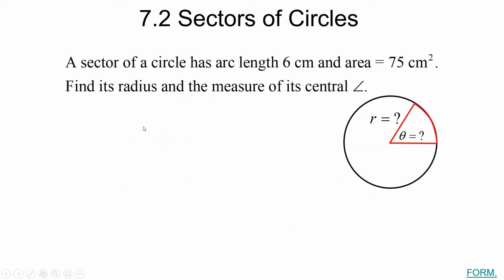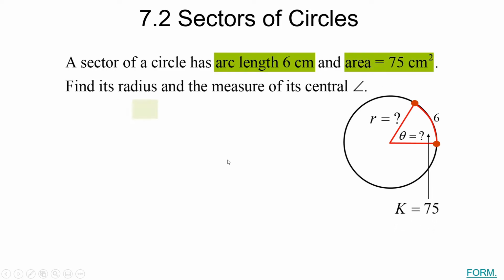All right, so a sector of a circle has an arc length 6 centimeters. Let's put that in our diagram right there. And an area of 75 square centimeters. And there's our 75 right there. Okay, find its radius and the measure of its central angle. All right, so we can use one of our formulas, and let's think about what we have here. We have an area K and an arc length S, and we're looking for this radius right here and the central angle. So can I use that 2b that we just talked about? K equals 1/2 radius times arc length.